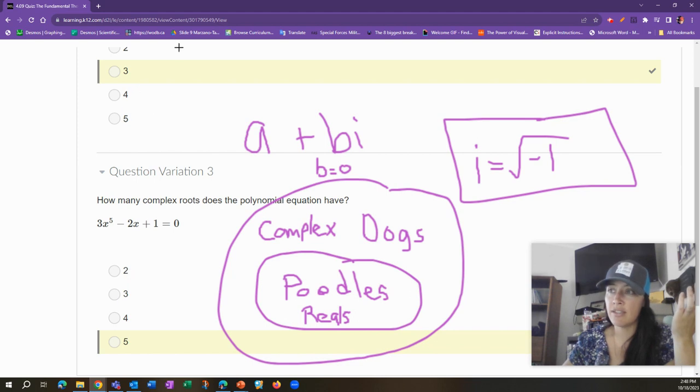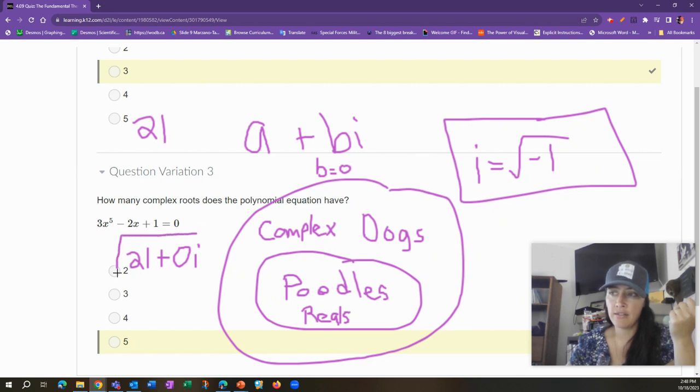How about the number 21? The number 21 is still a complex number, hence a complex root. It's a real root because just the real part is left, but it could be written as 21 plus 0i.